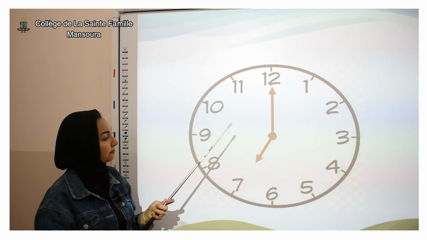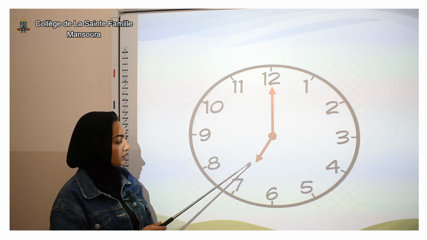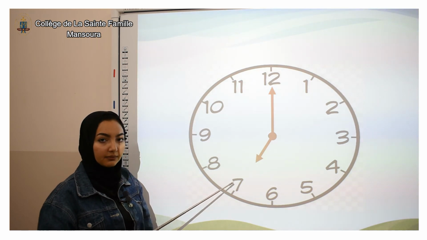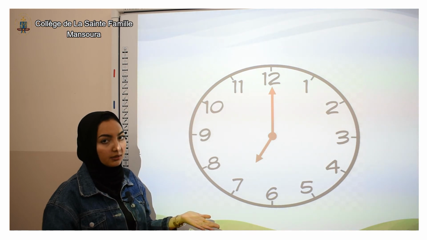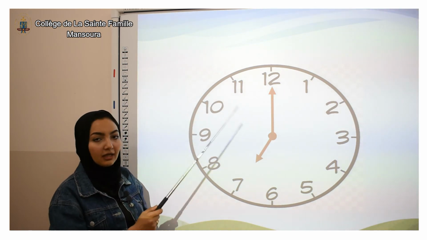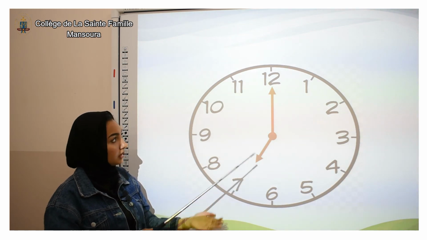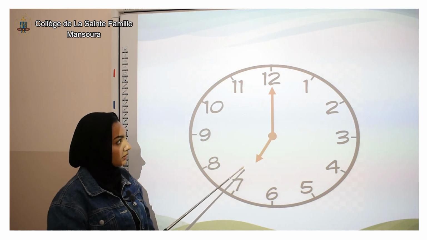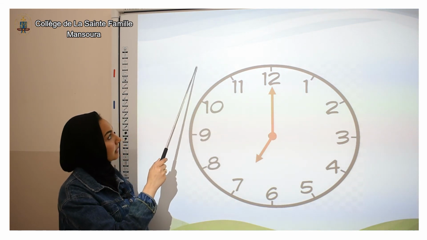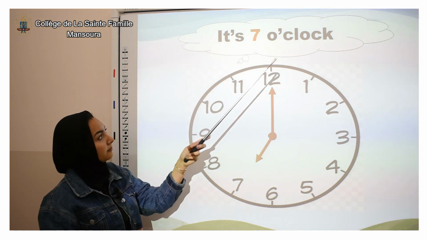Okay. Now, the short hand is on number 7. So now it's your turn. Tell me how to tell the time. Yes, it's 7 o'clock. It's 7 o'clock.